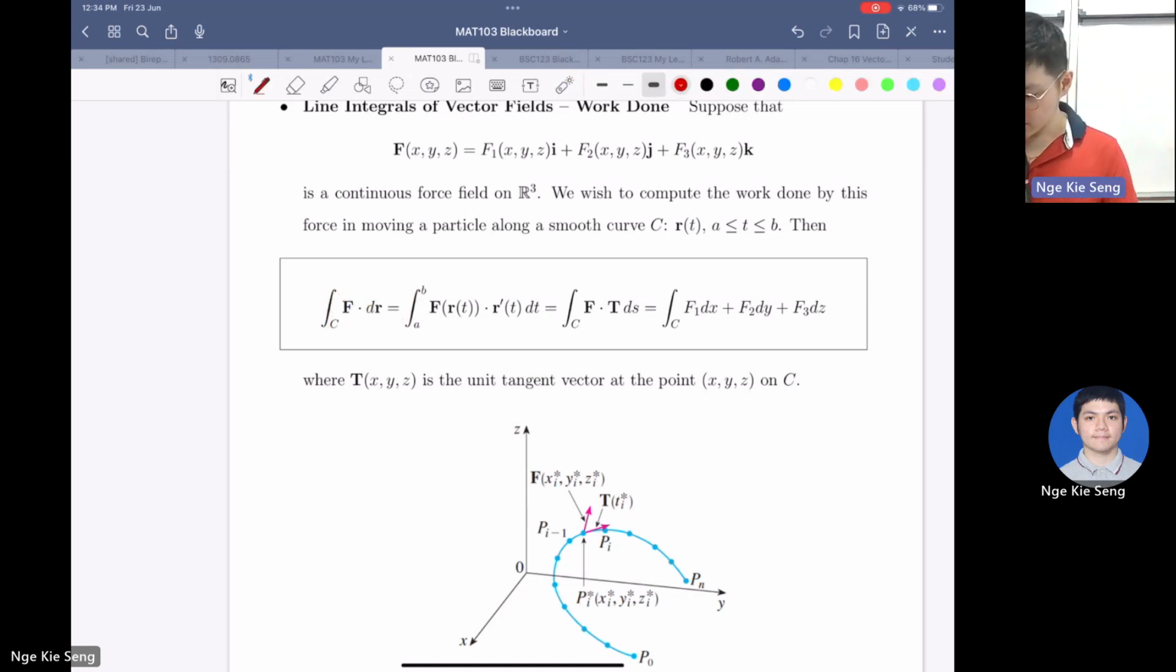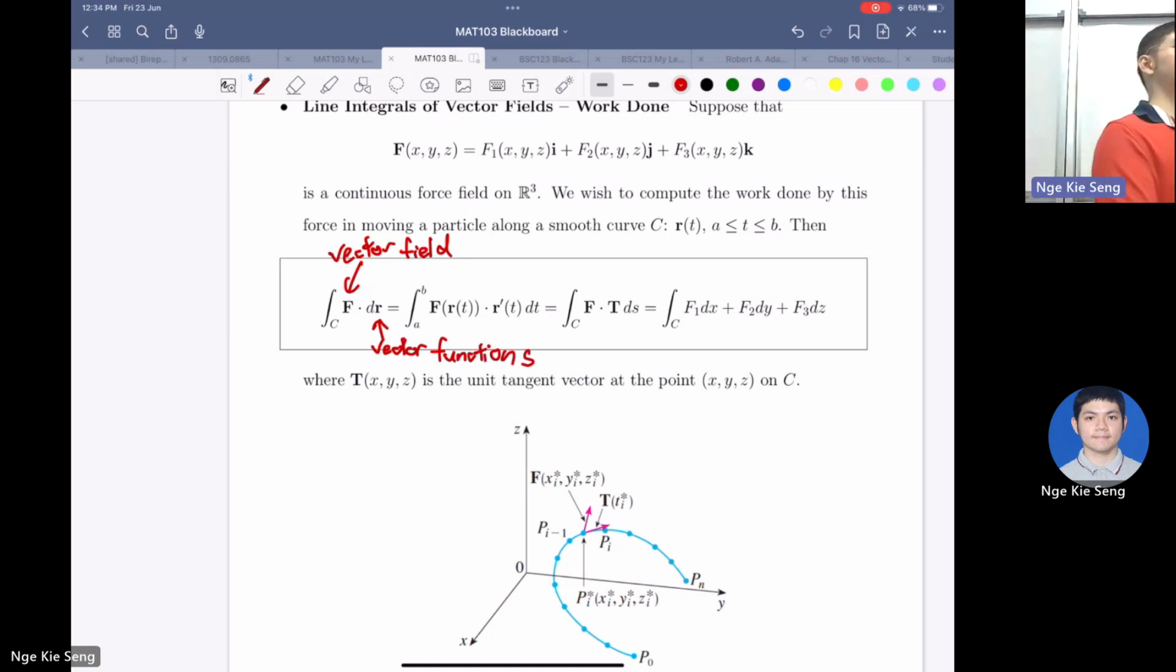Let me write it down so I don't confuse you. So this is a vector field, and then this is a vector function. So you say I only know how to integrate a double integral or a function of one variable, right? So how to integrate with direction? How to integrate with direction here? So we need to find some easier way.